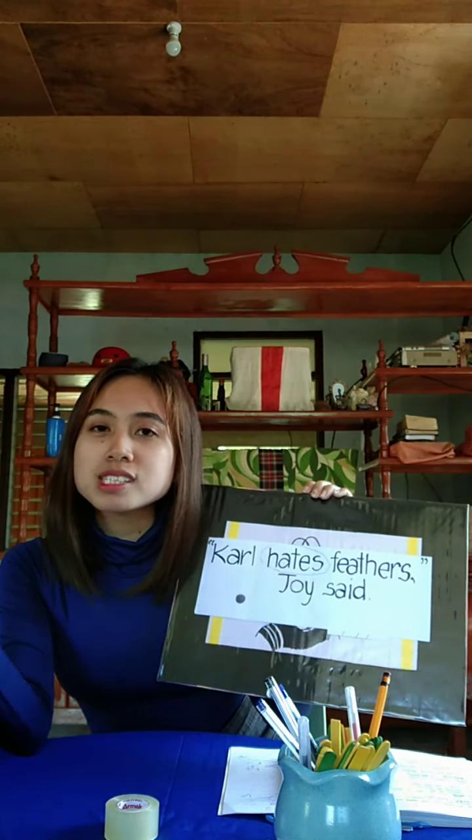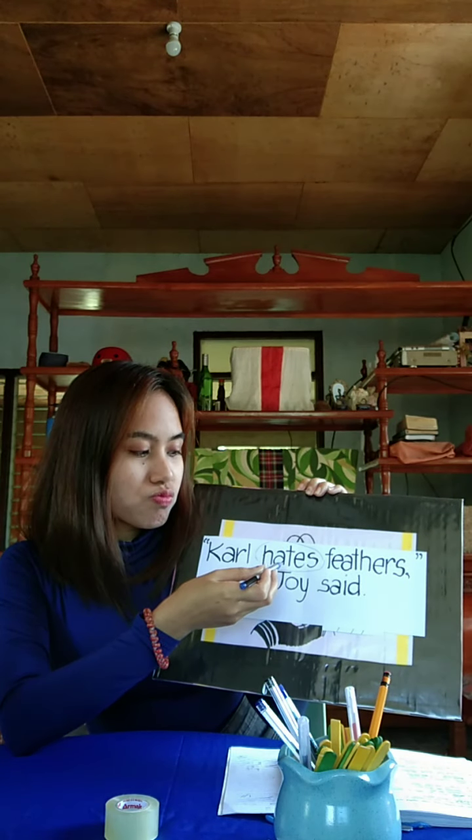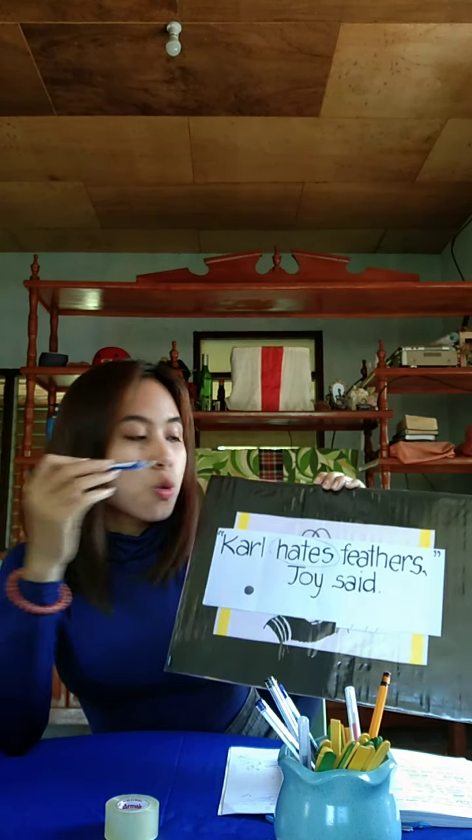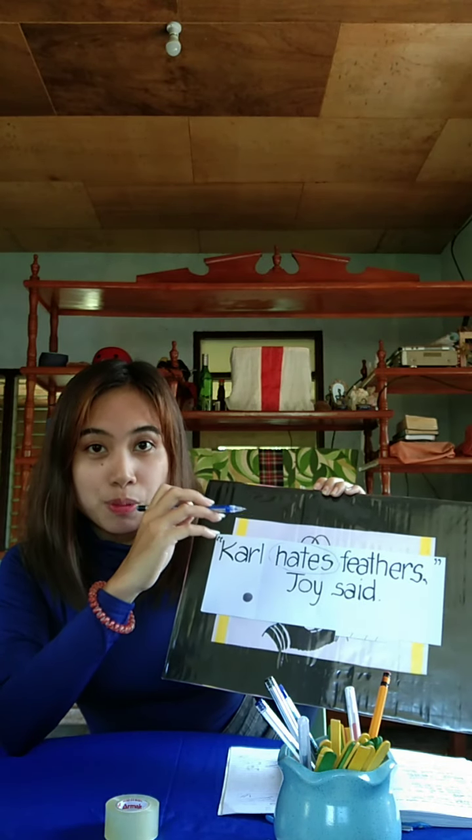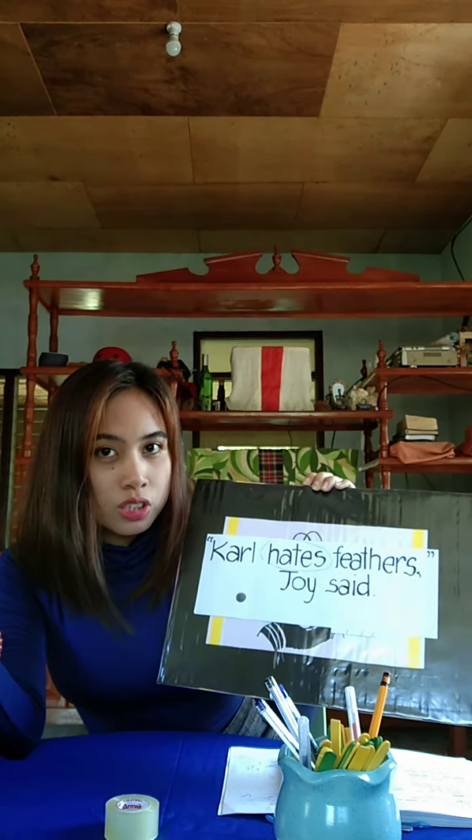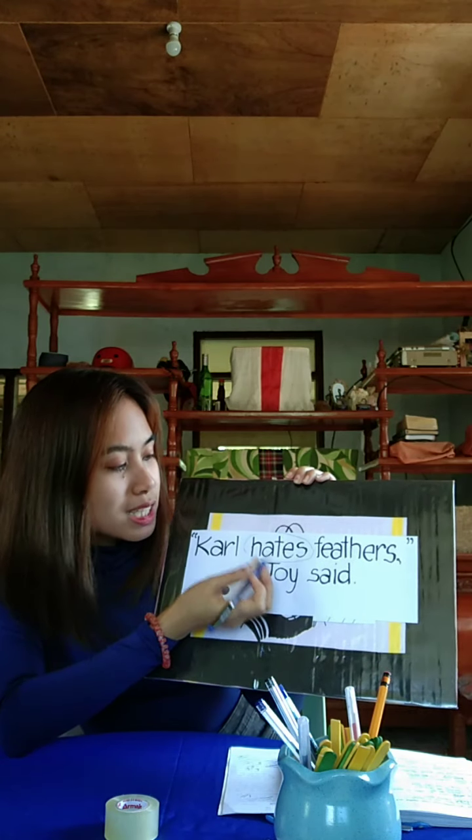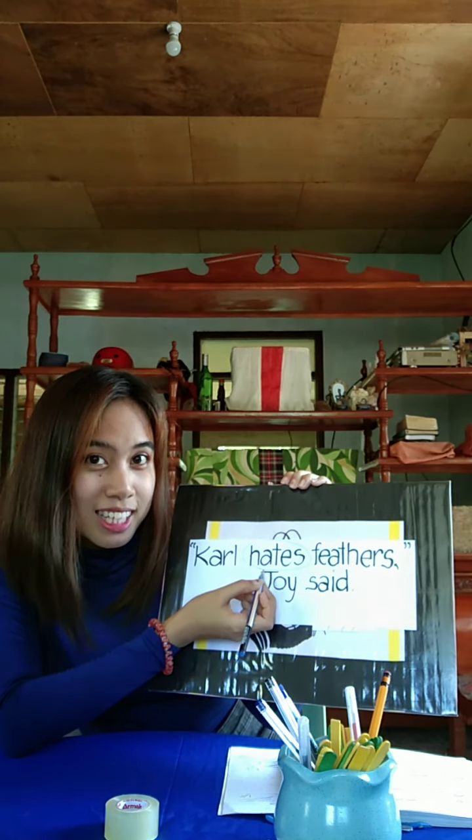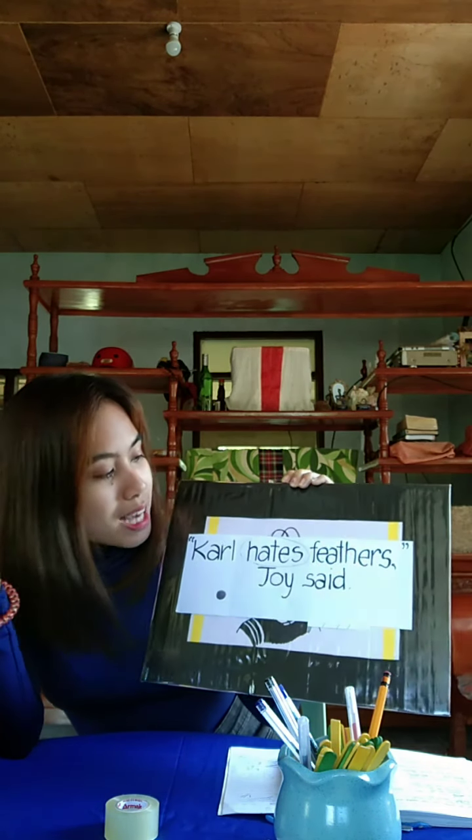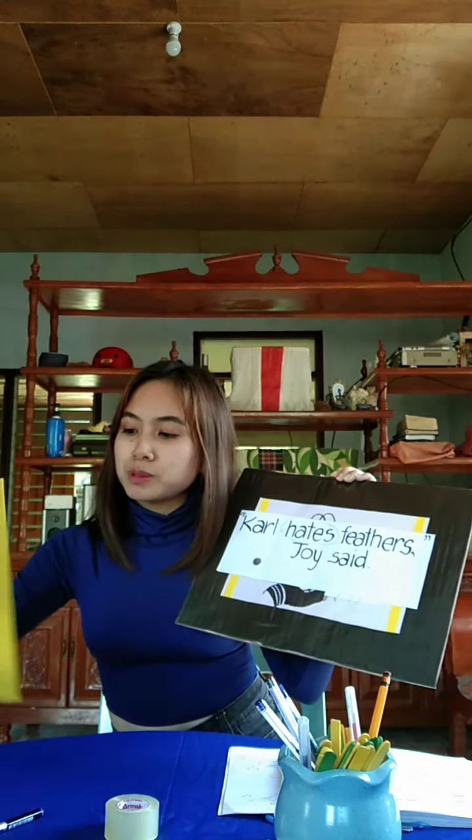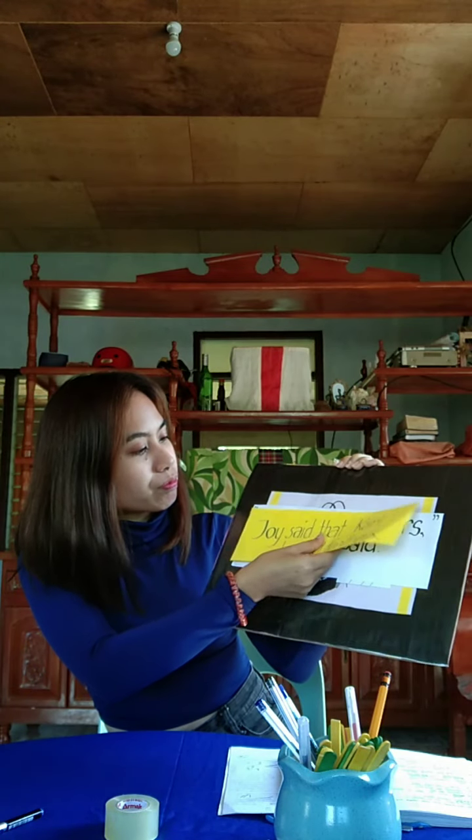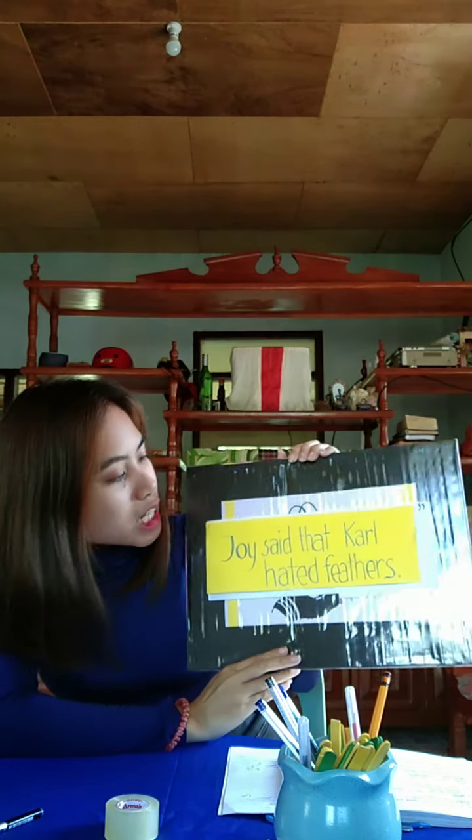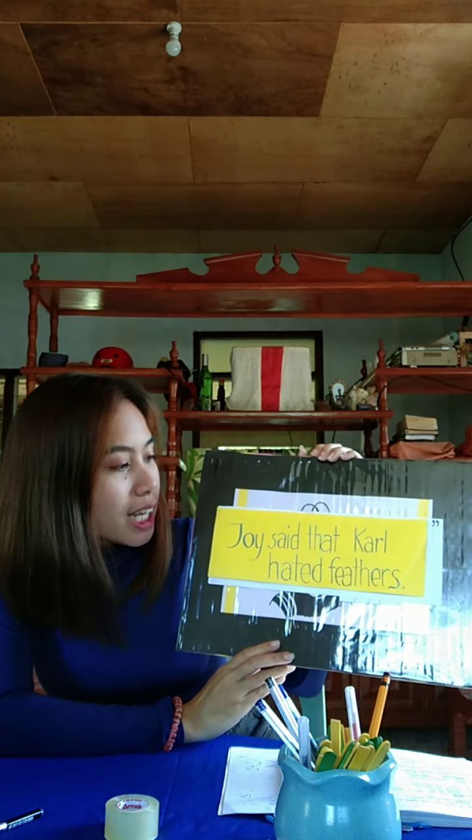So the third step is one step backward. What do you think is the one step backward of hates? First, what is the one step backward of present simple? It is past simple. So the past simple of hates is hated, right? Hated is the past simple of hates. So our indirect speech is this one: Joy said that Carl hated feathers. That is now our indirect speech.